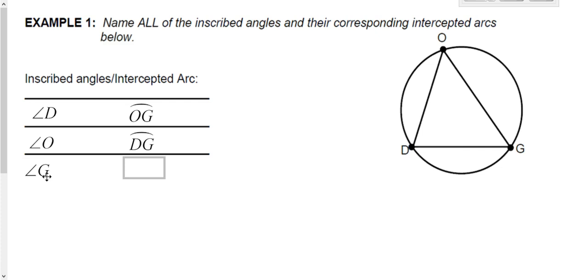And the last one, angle G. Go ahead and highlight it again. Angle G has this side and this side. The vertex is G here, so we don't start at the vertex. We go to these endpoints over here, and the arc goes from D to O, or O to D. Call it either way. But that arc goes with this angle G here. We'll see the relationship between their measures in a few minutes.